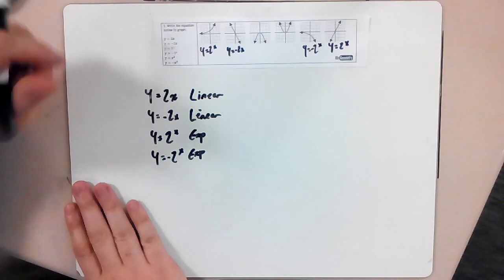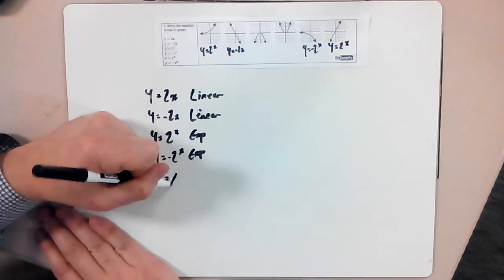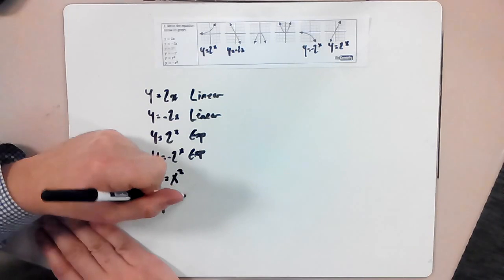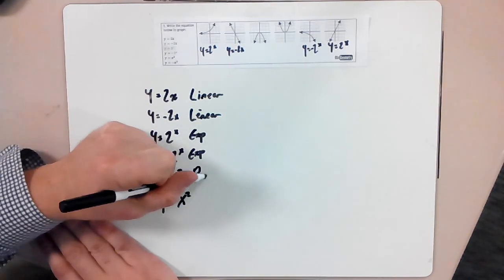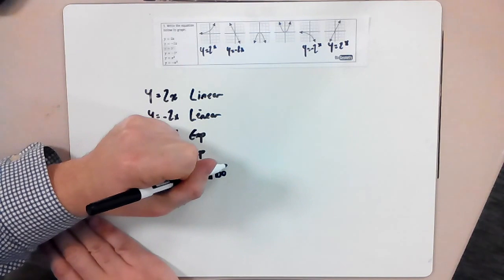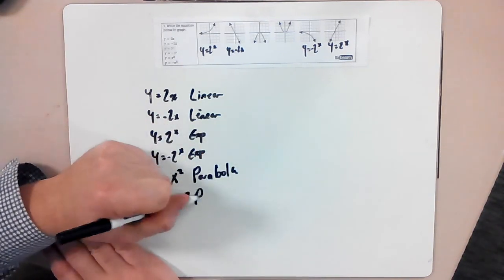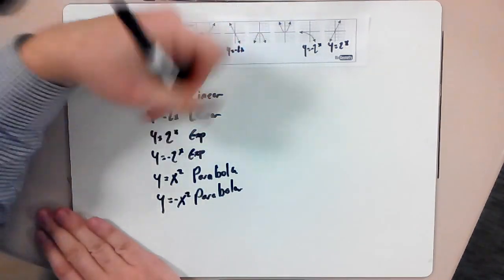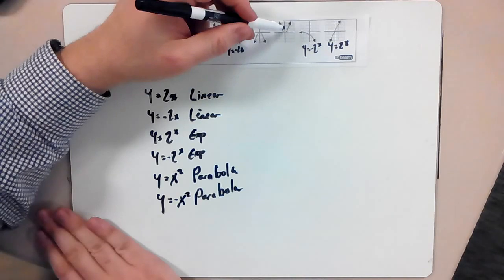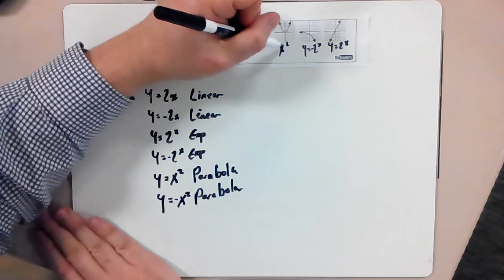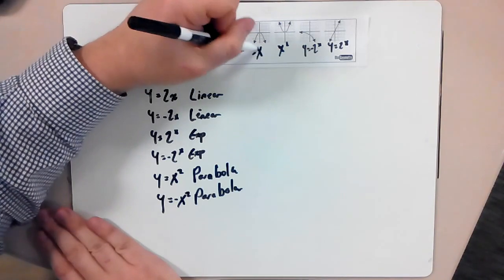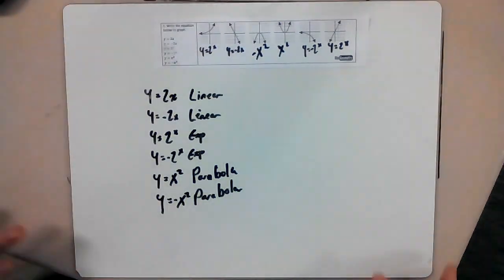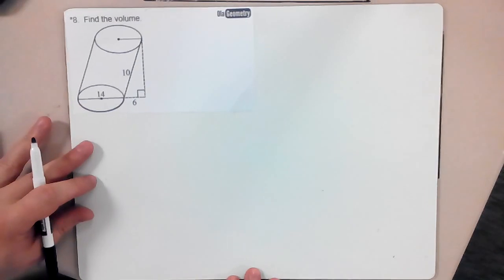Next is x squared. Y equals x squared and y equals negative x squared. These are both parabolic. Parabola is how we spell it. The positive means it's going to be pointing up, or opening up. So this is x squared, and then pointing down is negative x squared. Okay, next. Let's take a look at this guy. This is a volume question I want you guys to see.